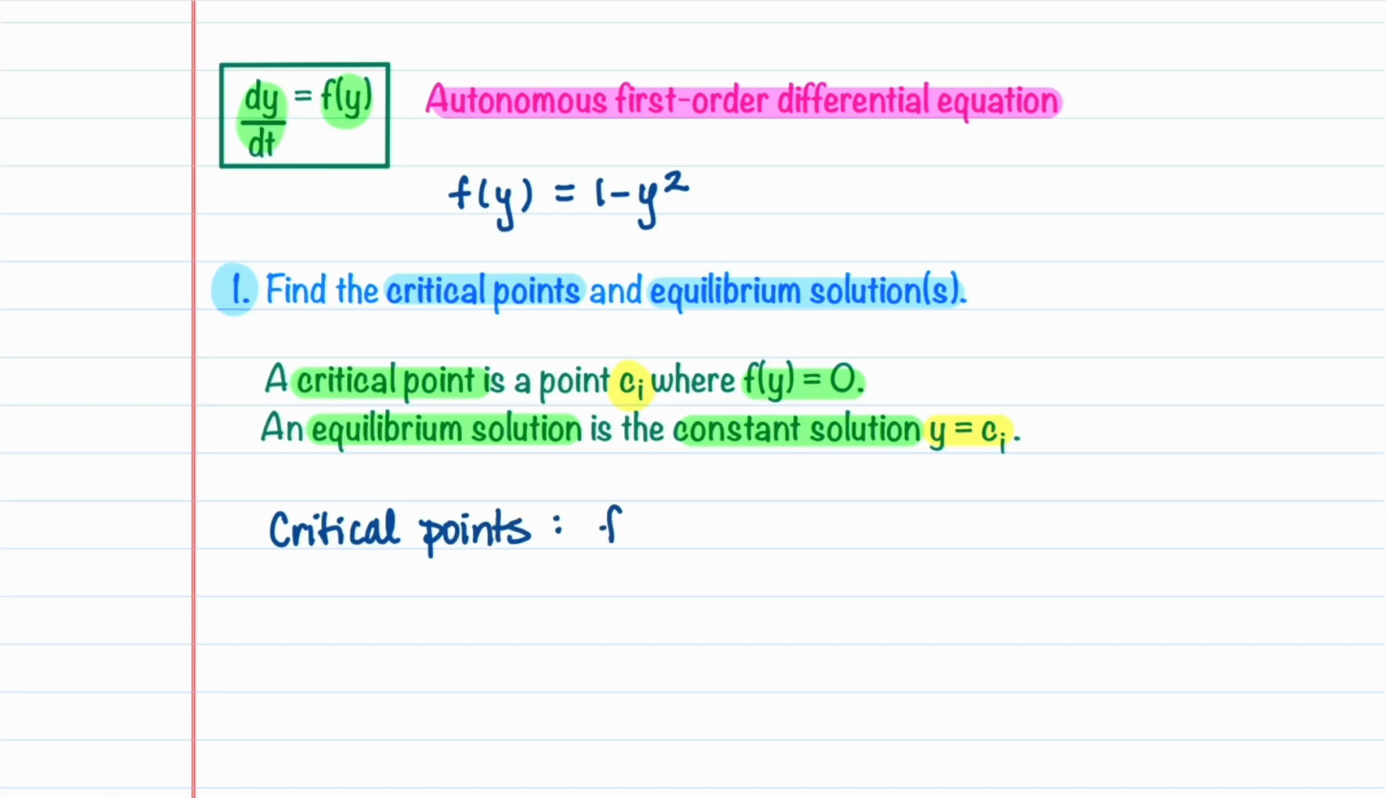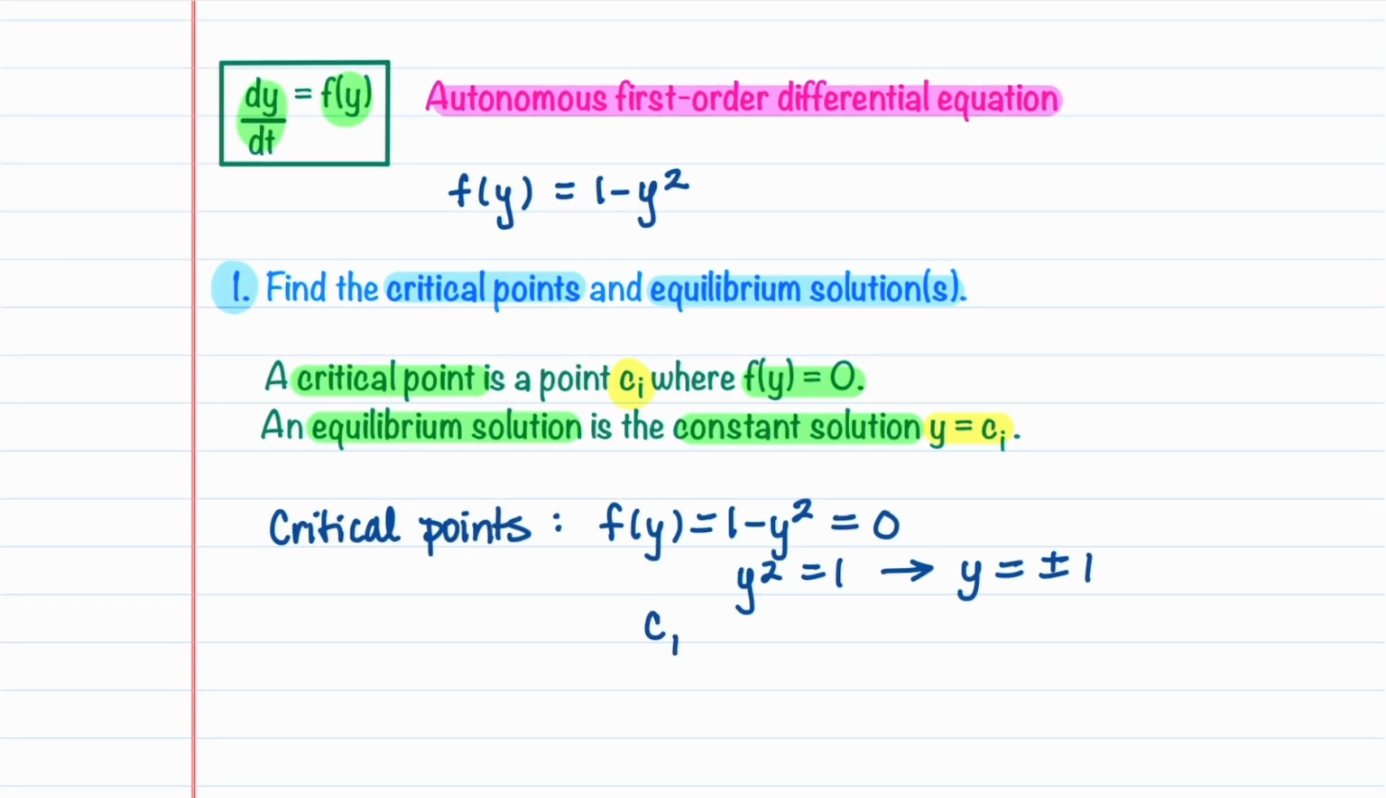In our example, f of y is equal to 1 minus y squared. And to find the critical points, you just set that equal to 0 and solve for y. So we get y squared is equal to 1, and that gives us that y is equal to plus or minus 1. That tells us that our critical points are c1 is equal to 1 and c2 is equal to minus 1.